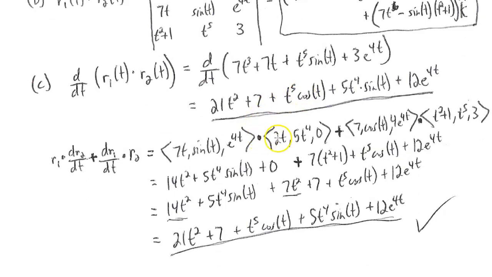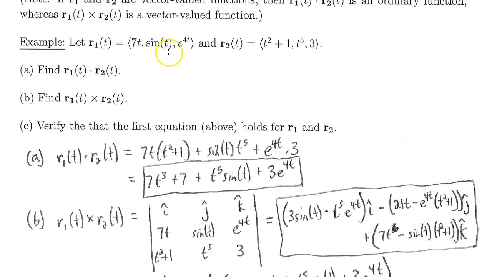Okay, that's what I've written here. 2t, 5t to the fourth, 0. So there was r1 dot the derivative of r2, plus, now what's the derivative of r1 dot r2? What's the derivative of r1? Well, the derivative of r1 here is going to be 7 cosine t, e to the 4t times 4.